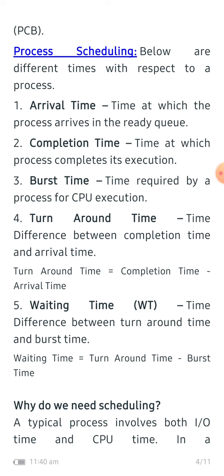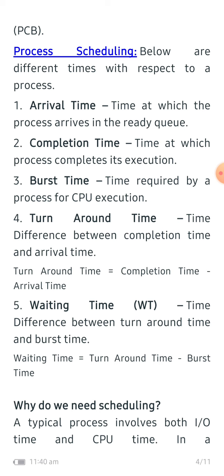Arrival time is the time at which the process arrives in the ready queue. Second is completion time, that means the time at which the process completes its execution. Next is burst time, the time required by a process for CPU execution. This is called burst time. Next, turnaround time, that means the time difference between completion time and arrival time. This is called turnaround time. The formula is turnaround time is equal to completion time minus arrival time.